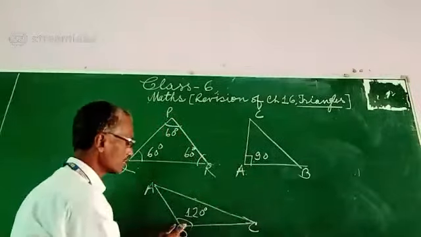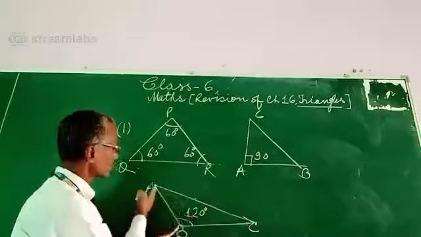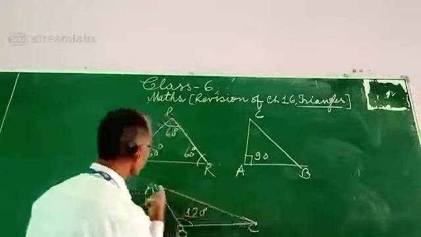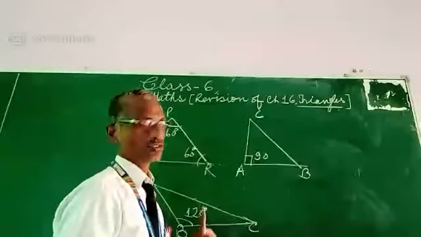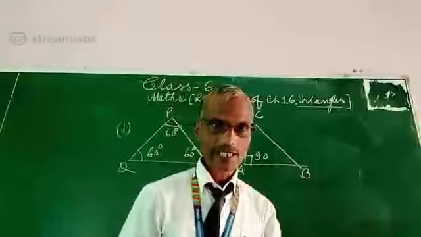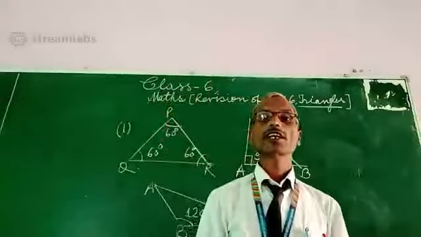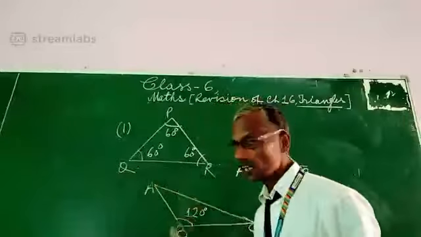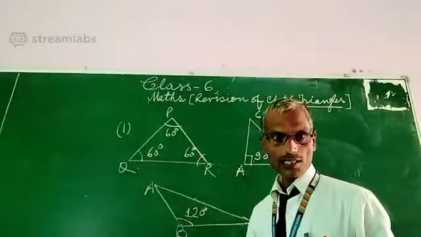And if one angle is more than 90 degree, it is obtuse. So what is the name of this triangle? Its name is obtuse angled triangle. So here are three types of triangle based on its sides and three types of triangles based on its angles. It means we have in total 6 types of triangles.